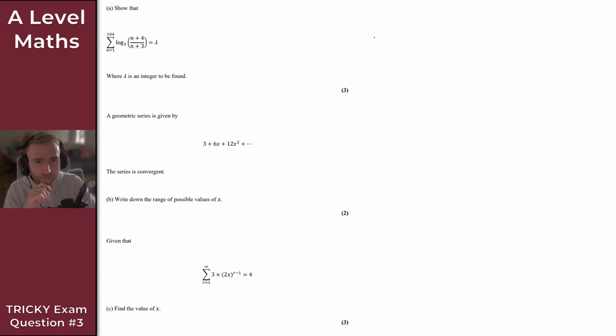So, like we just said, let's begin here with part A. I'll start over here, just so I've got a little bit more room. I always run out of room, so hopefully that won't be the case for this question. What we want to do here is show that this summation is equal to lambda, where lambda is just an integer to be found, right?